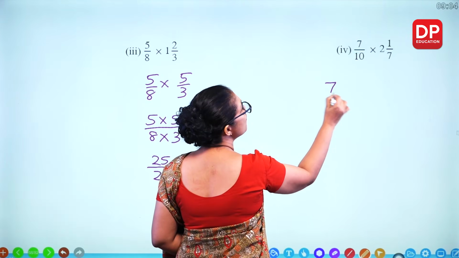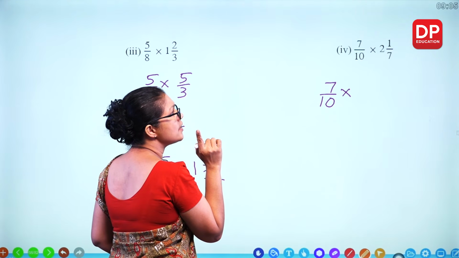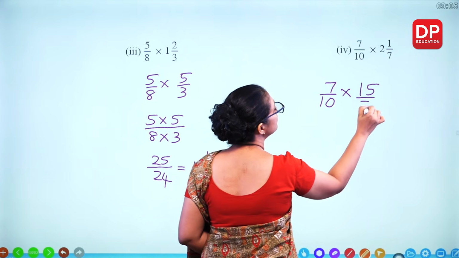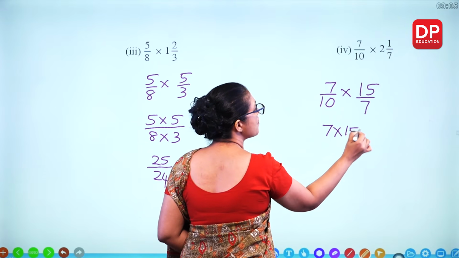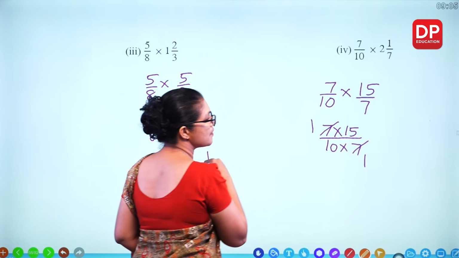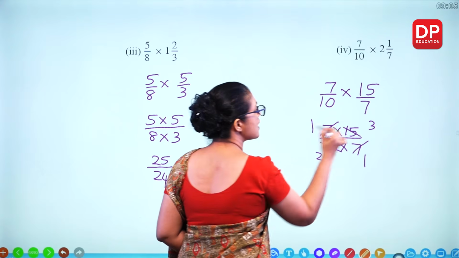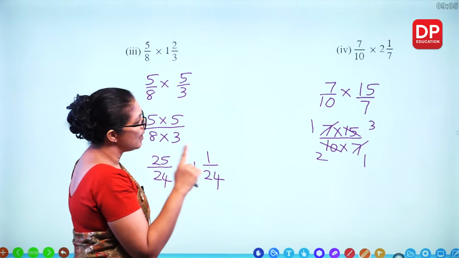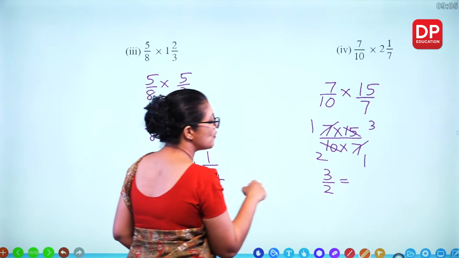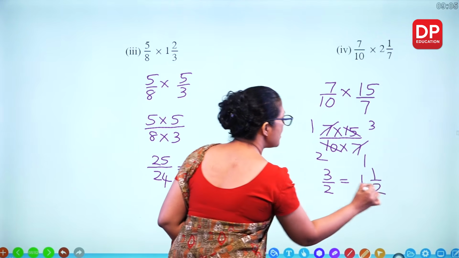This one, 7/10 multiplied by. Convert to improper fraction. 7 times 2, 14. 14 plus 1, 15. Multiply the numerator separately and the denominator separately. 7 times 1, 7 times 1. You can divide by 5. 5 times 2, 5 times 3. Now multiply. 3/2. This is an improper fraction. Convert to a mixed number. You get 1 and 1 remaining.